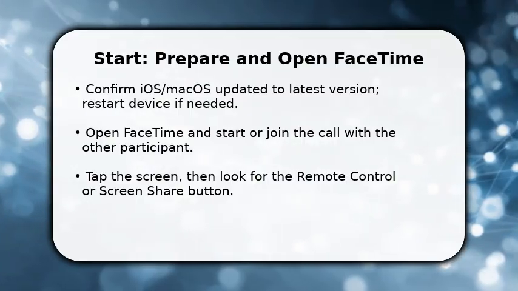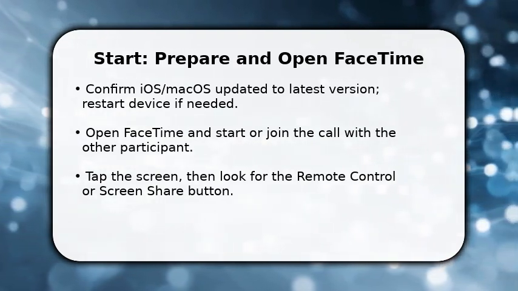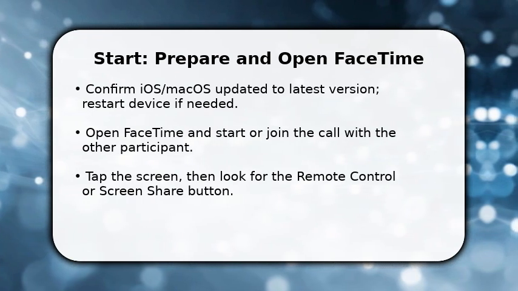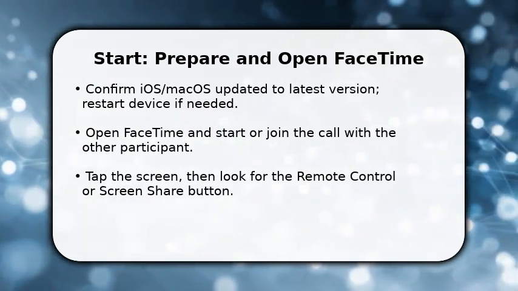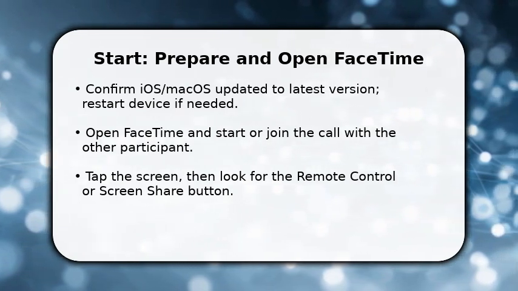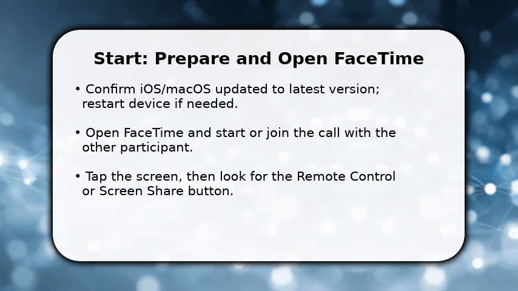You begin by ensuring your device is updated and restarted. This avoids permission glitches. Once done, open FaceTime and join the call, then tap the screen so controls appear. Make sure you and the other person agree to share control. That prevents surprises. If you don't see remote control, check settings next.